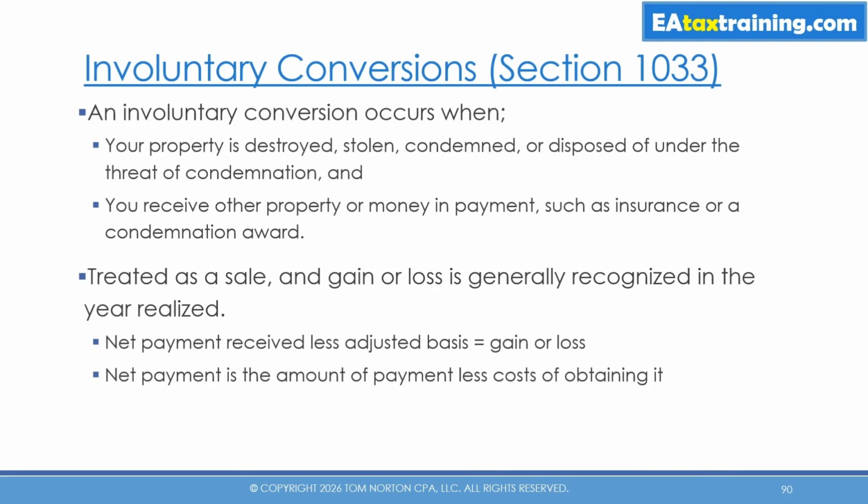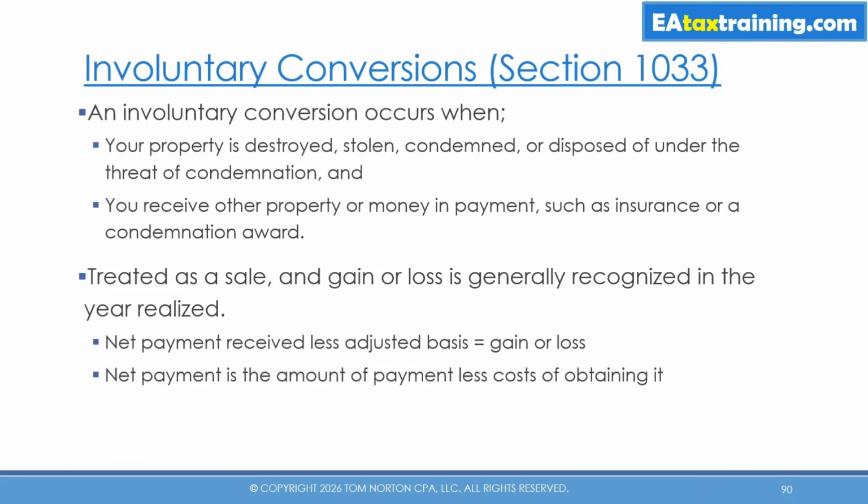Involuntary conversions, this is section 1033. An involuntary conversion occurs when your property is destroyed, stolen, condemned, or disposed of under the threat of condemnation, and you receive other property or money as payment, such as insurance proceeds or a condemnation award. This is treated as a sale, and a gain or loss is generally recognized in the year that it is realized. So you compute the gain by the net payment received less the adjusted basis.